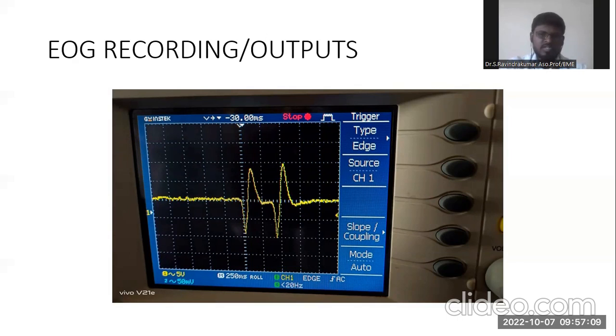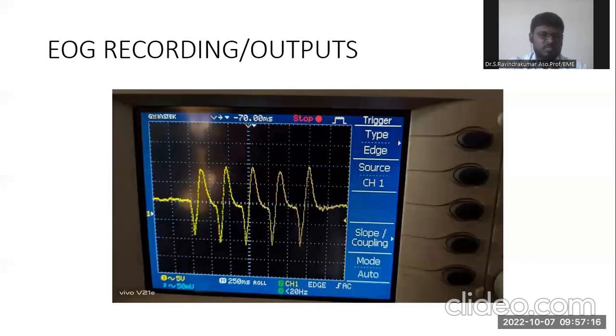Similarly, the time period stands at 250 milliseconds, and the voltage we are getting is nearly 15 to 20 volt. This is where we made the person blink more rapidly. There are 5 blinks, and the amplitude ranges between 15 volt and 20 volt, and the time period ranges from 250 milliseconds to nearly 500 milliseconds. This is for the 5 blinks. These are some of the EOG recorded in the laboratory. The details of these recordings will be discussed in the next class.